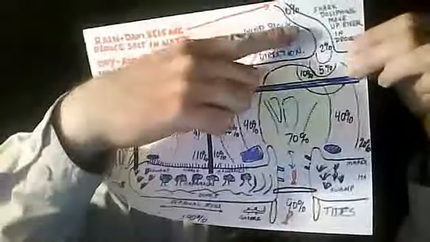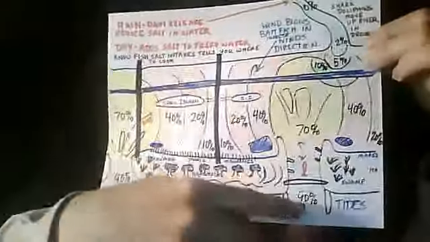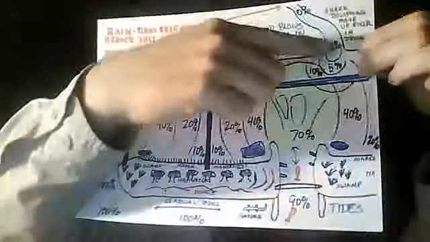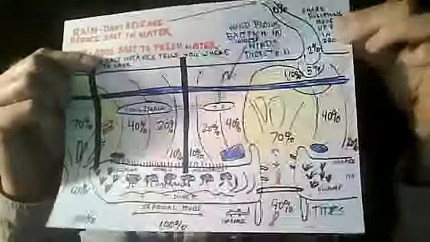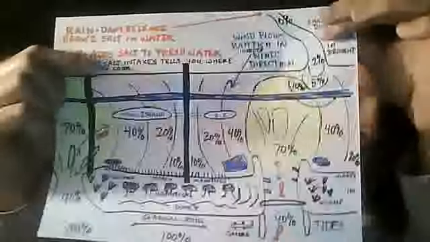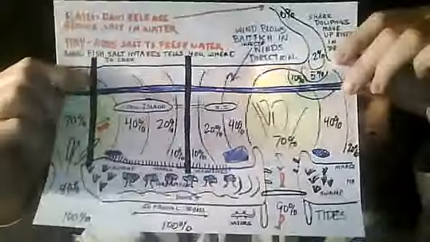But the reverse happens. When it doesn't rain up here, no fresh water is really coming in, what happens is the salt water starts to come up the river. And that's where you start to see the sharks, and you start seeing all the saltwater fish actually going up into the rivers up here. And that's the reason why they're doing it.